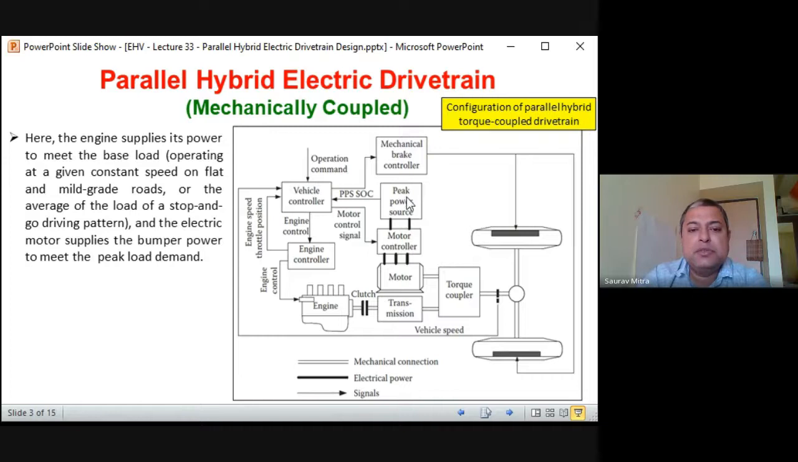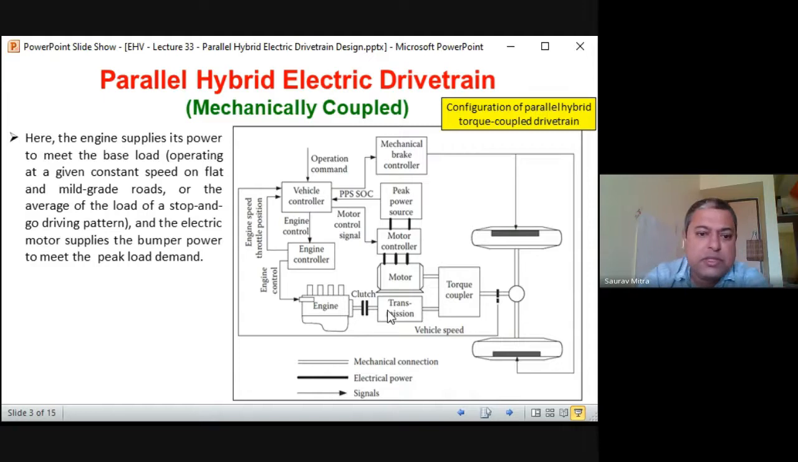Then there is a second source, the peak power source, the PPS. The design of this PPS and its control strategy we will see today. The PPS gives power to the motor controller. Actually, the motor controller is not mainly taking power, but mainly controlling the power. After that, the power is given to the motor, and the motor generates a mechanical torque. This mechanical torque from the motor and the mechanical torque from the engine are both coupled here in the torque coupler, which is the main mechanical coupling element for the two sources.